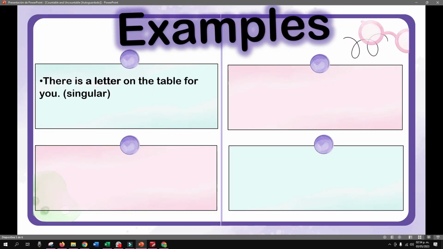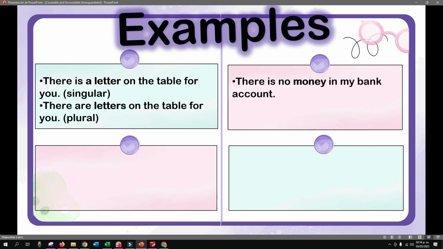So, examples. There is a letter on the table for you. You know, that is singular. Countable nouns can be singular and plural. There are letters on the table for you, plural, right? There is no money in my bank. If you notice, you're using the singular form because we're talking about money, and that is an uncountable noun, right? So there is no money in my bank account, right?